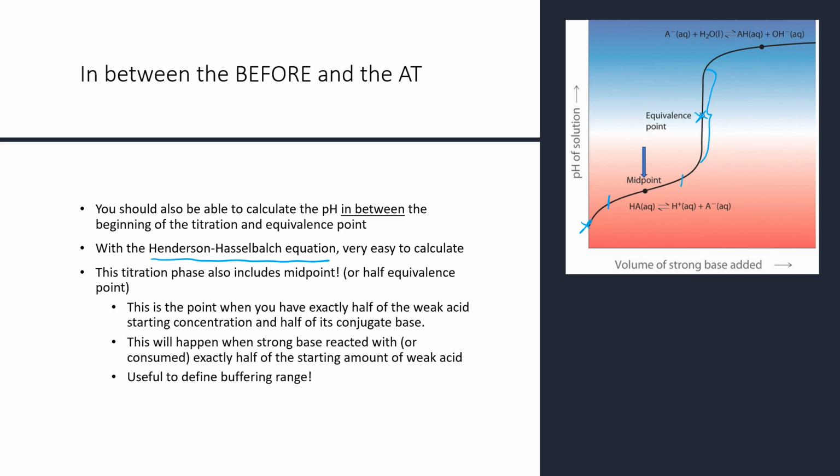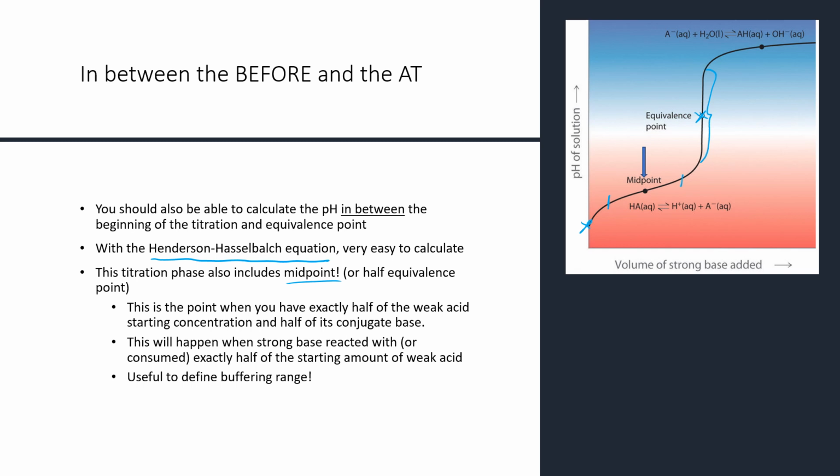So we want to know pH in between the beginning of the titration and the equivalence point. This includes this midpoint, sometimes referred to as the half equivalence point. What does it mean quantitatively? It means that we have consumed exactly half of the initial concentration of our weak acid. In turn, that means we're going to have exactly half of its conjugate base. Think about the equation, that will make sense.